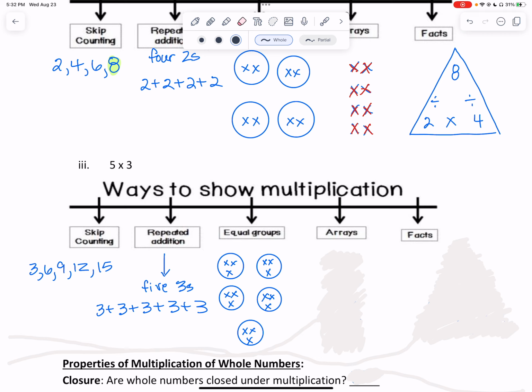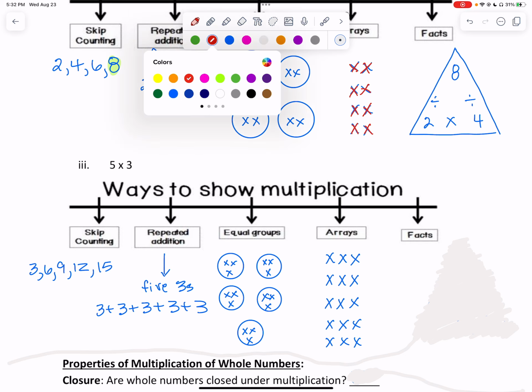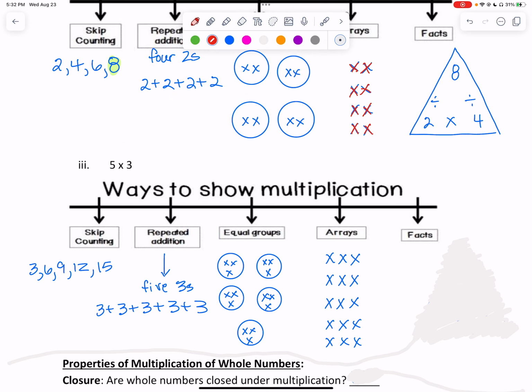For my arrays, I'm going to have 5 columns. Sorry about that. I'm going to have 5 rows. So I draw this first, 1, 2, 3, 4, 5, and then I go back in and fill in. I'm going to have 3 in each of those. Makes it a little bit easier when you're trying to draw those arrays.